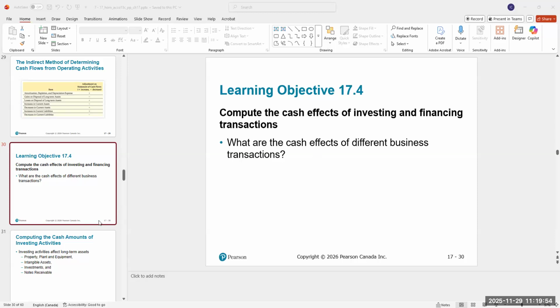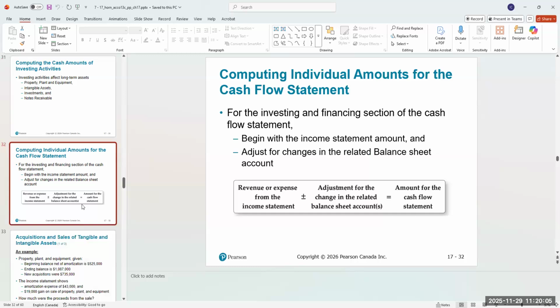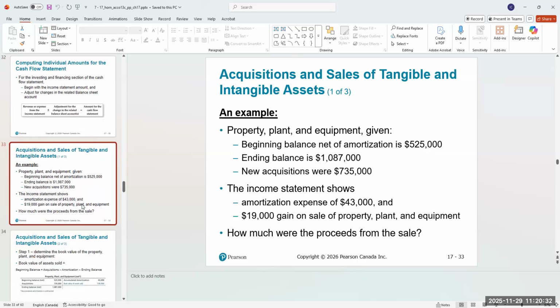So now let's move to the investing and financing. On the investing, we're dealing with the long-term assets: property, plant, equipment, intangible assets, investments, not receivables. What's interesting with investing activities is that we have a beginning income statement amount, and then we adjust for the balances related to the balance sheet. The revenue and expenses from the investment from the income statement, plus the adjustment, beginning balance minus the ending balance, is going to give us the amount of the cash flow on the cash flow statement.